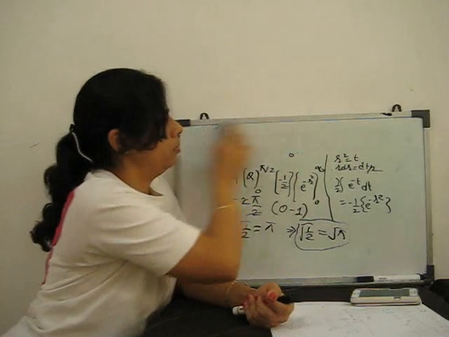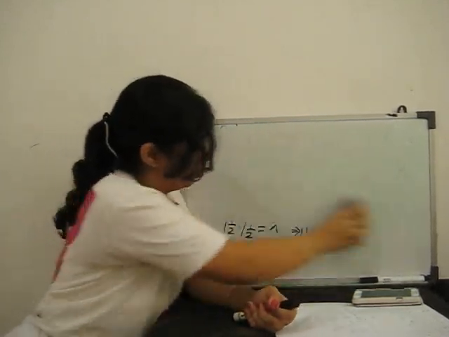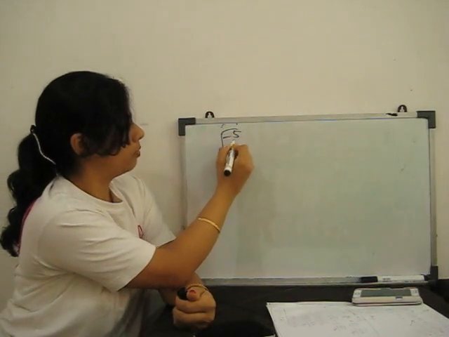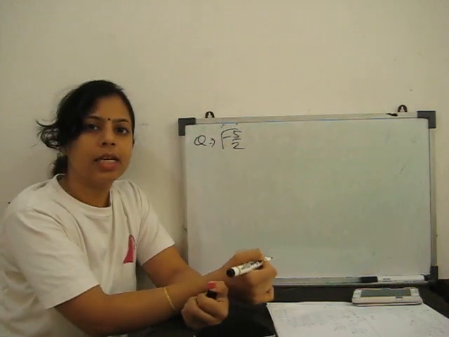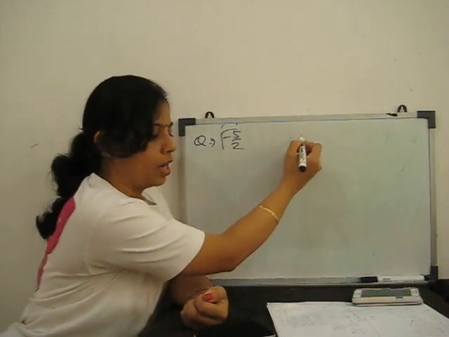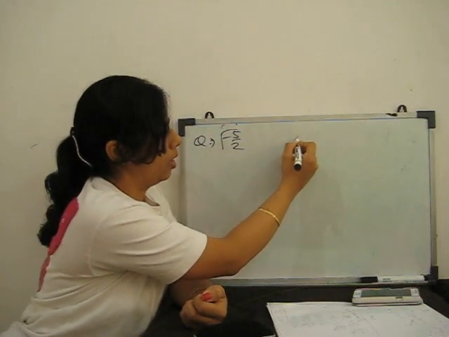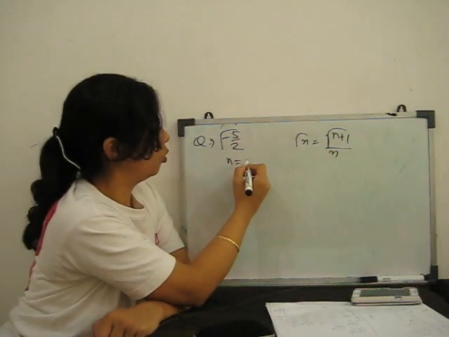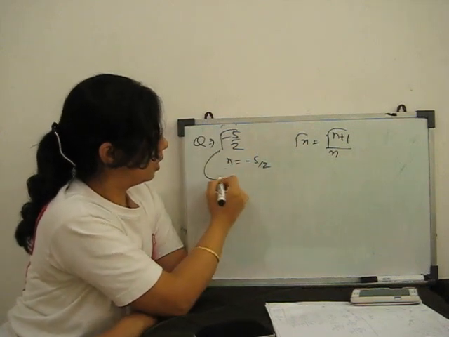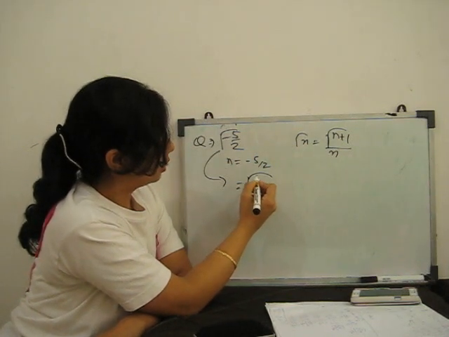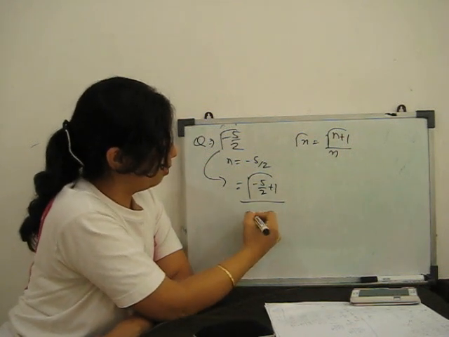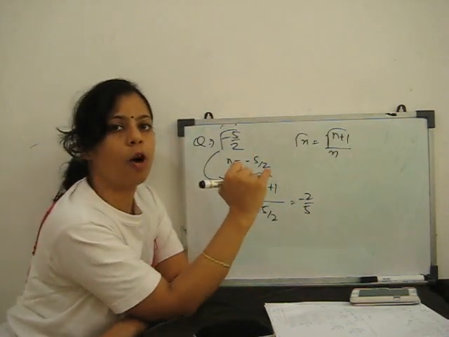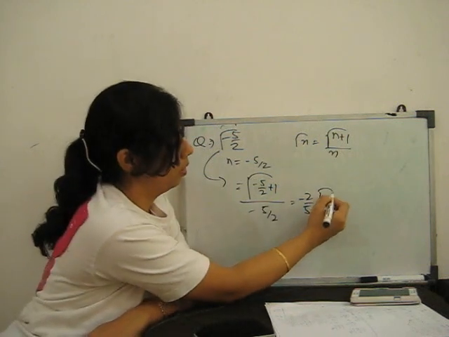We have to solve some problems. Very simple problems. If we have gamma of minus 5/2 as a question, then in this case I give you one formula: gamma of n is equal to gamma of n plus 1 upon n. So n is equal to minus 5/2. So this gives gamma of minus 5/2 plus 1 upon minus 5/2. It means minus 2/5. This gives minus of gamma of minus 3/2.